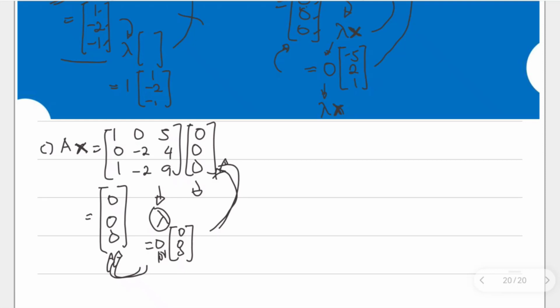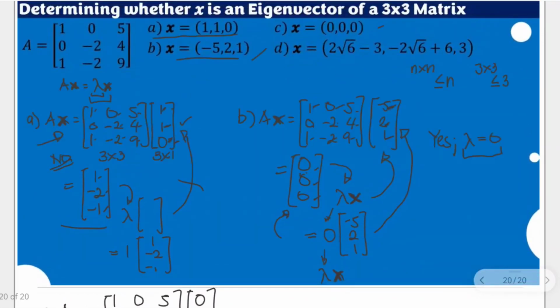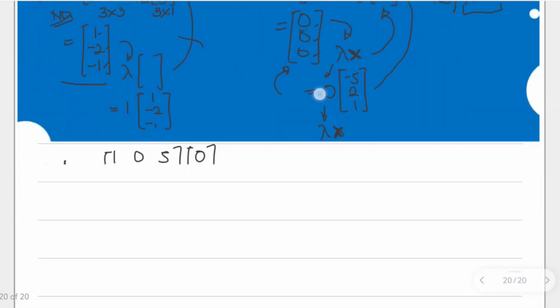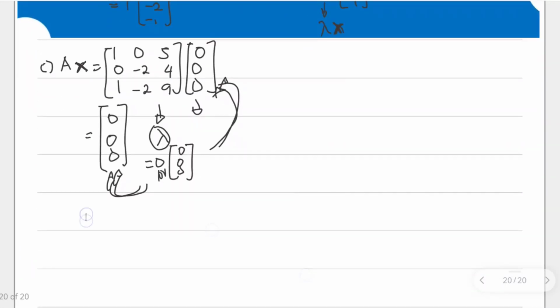So if you see something like this where the vector being verified to be an eigenvector is a 0 vector, automatically you can say that this is not an eigenvector, because the eigenvector should be a non-zero vector. Okay? Now let's proceed to letter D, and this is where it gets interesting because you have here radicals.